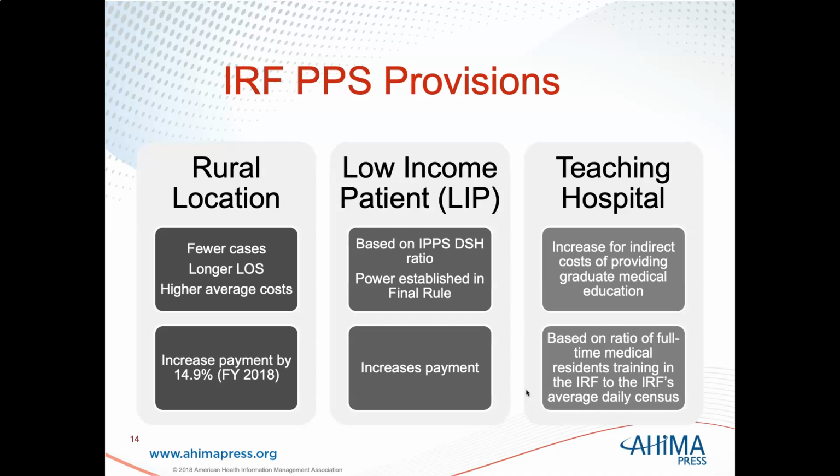And if you're wondering what fiscal year 2020 is, you can go to the Federal Register and find that. All right, low-income patients. This is based on the IPPS DSH ratio. Remember that? Disproportionate share hospital ratio. And that's in the final rule. And final rules are published where? Yes, you got it, in the Federal Register. And that also increases payment if they're in this IPPS DSH ratio.